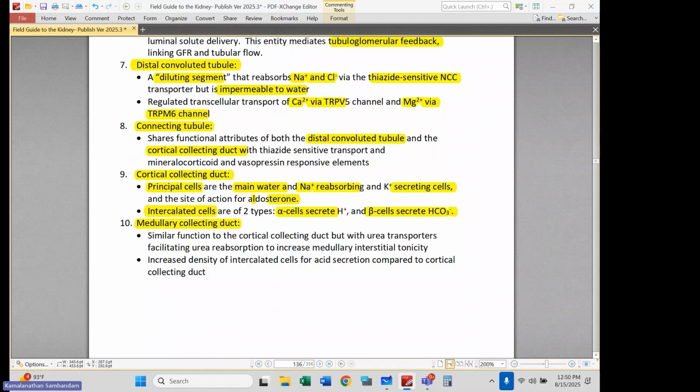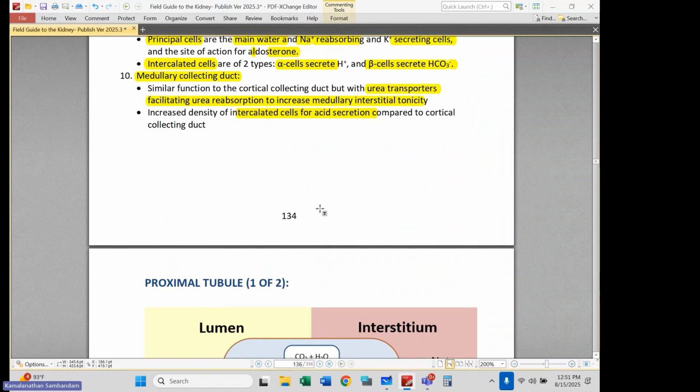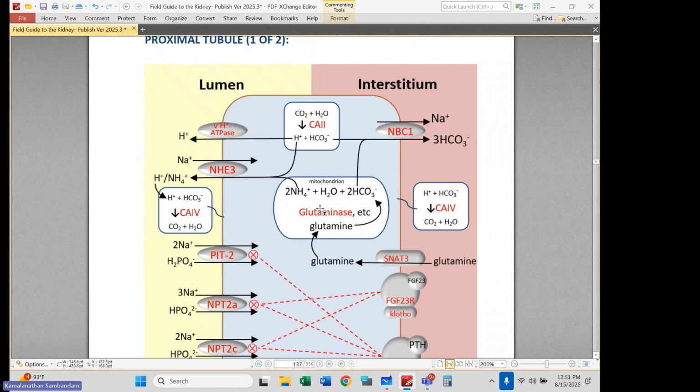Okay, the medullary collecting duct has transporters that are facilitating the creation of a hypertonic medullary interstitium. And then also I can secrete more acid in the medullary collecting duct as well. Okay, so that's where I would say the acid secreting cells are most concentrated.